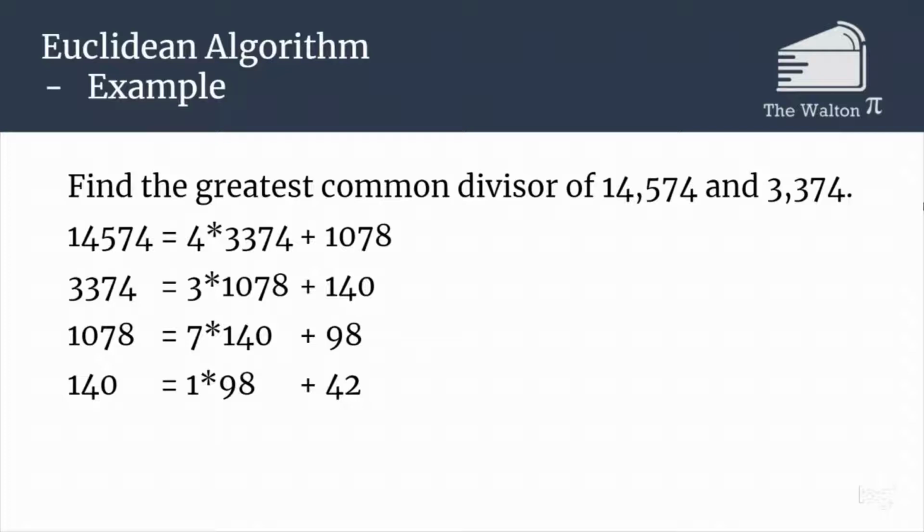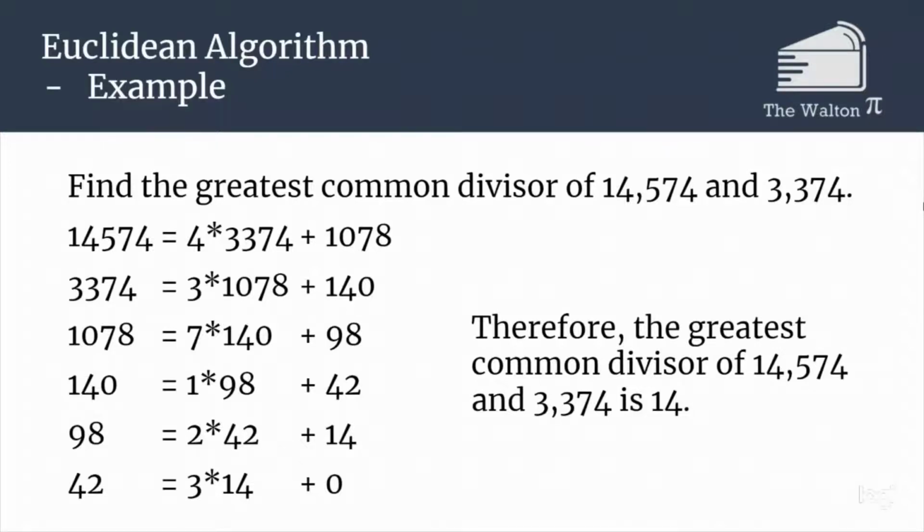And then 140 is 1 times 98 plus 42. 98 is 2 times 42 plus 14. And then 42 is 3 times 14 plus 0. As soon as we get the remainder of 0, we look at the remainder that we got right before that. So in this case, 14. And that is going to be the common divisor. So the greatest common divisor of 14,574 and 3,374 is 14. 14 divides both of these, and that is the largest number that divides both.